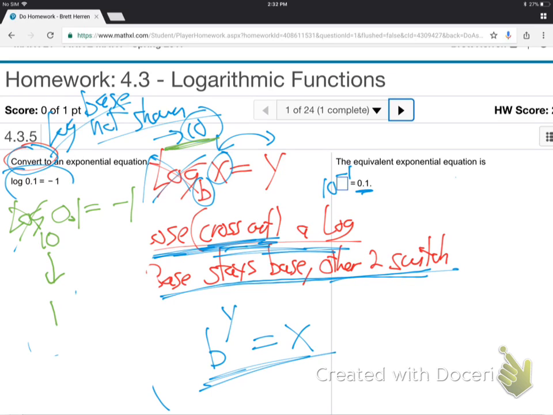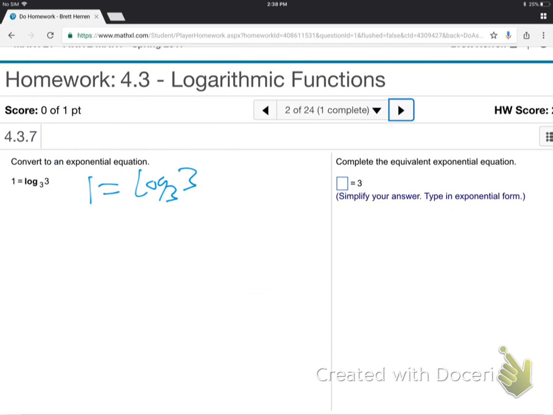The base stays the base. The other two switch. What other two? The 0.1 and the negative 1. So the negative 1 goes there, the 0.1 goes there. There's the answer. So they want you to fill in 10 to the negative 1 there because they've already given you the right side.